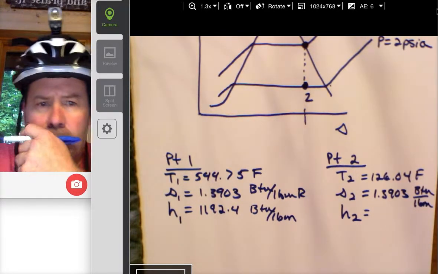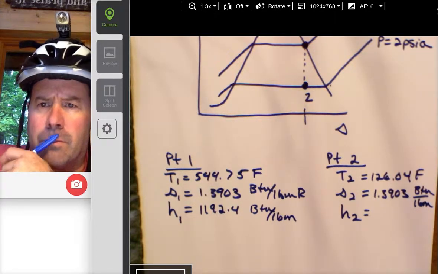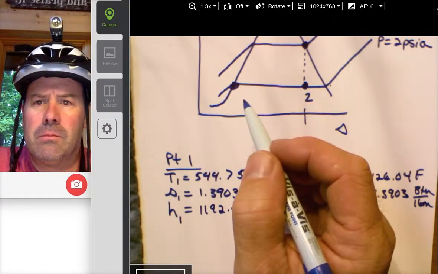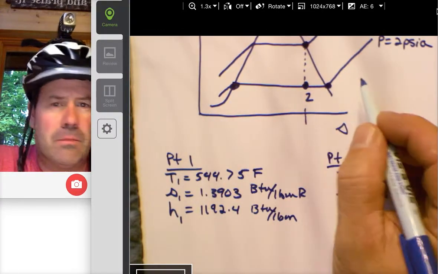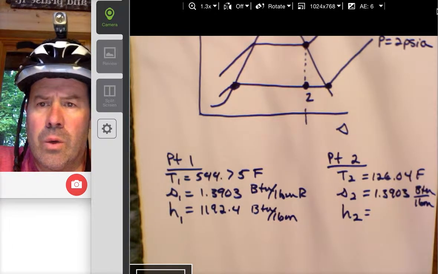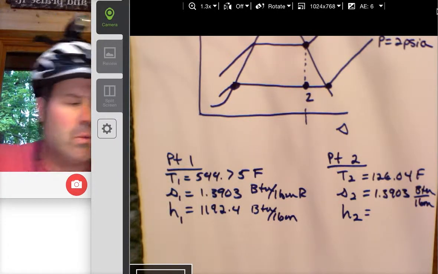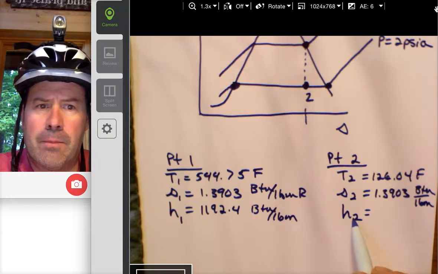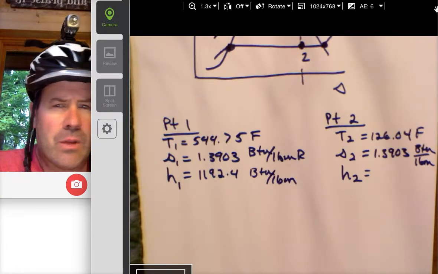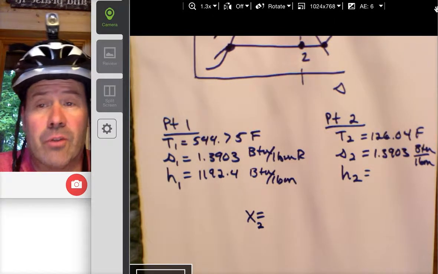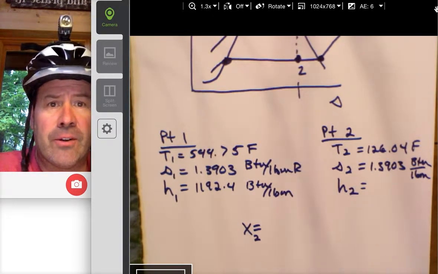Now enthalpy 2 is a little bit harder. It's not a saturated liquid. It's not a saturated vapor. It's somewhere in between. And the question is, what percentage of the way? Well, the enthalpy is the same percentage of the way as the entropy. So I'm going to propose that we call that percentage of the way quality. Not a big supposition because we've already talked about this.